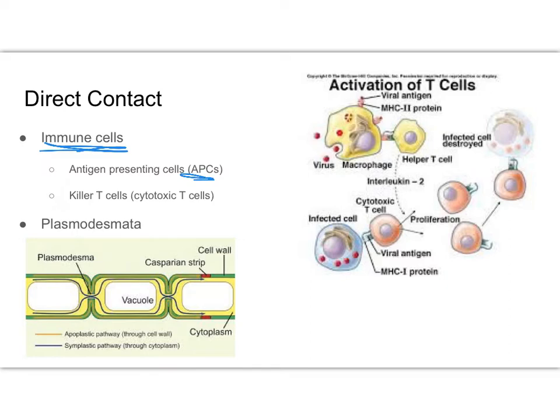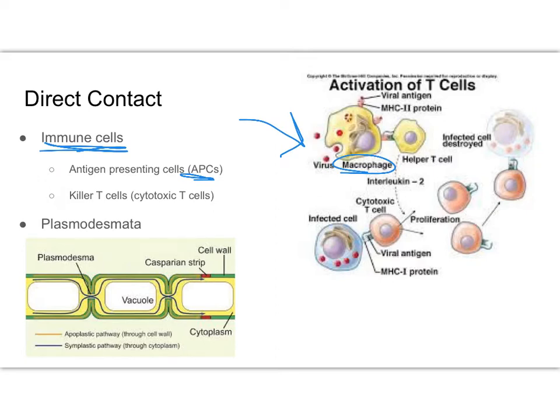So APCs are antigen presenting cells. And so these are cells that will present pieces of an antigen. So an antigen is a foreign particle. So we can see this happening over here on the right. So I have this red here, the virus, that's my antigen. So that's my foreign particle. And this larger macrophage here, the big large yellow cell, so that large macrophage is my APC. It's my antigen presenting cell.